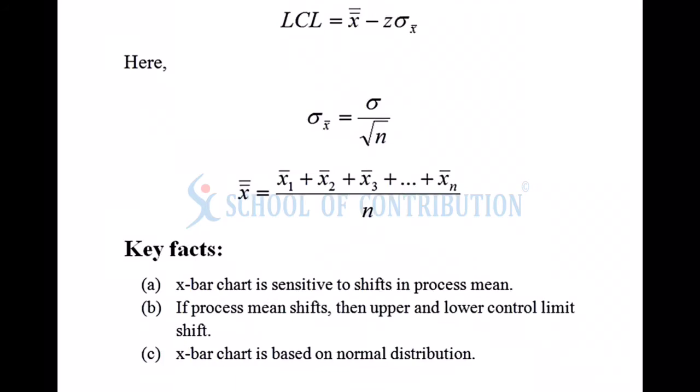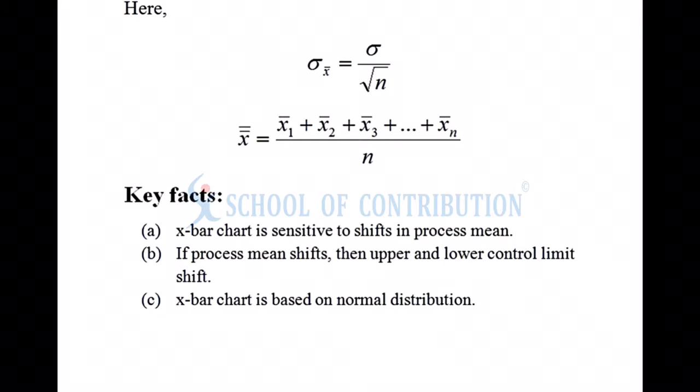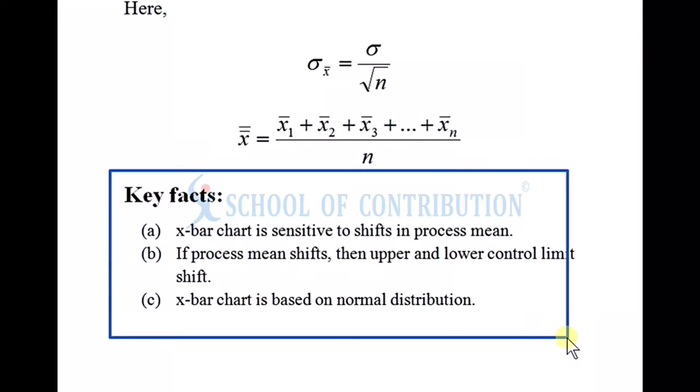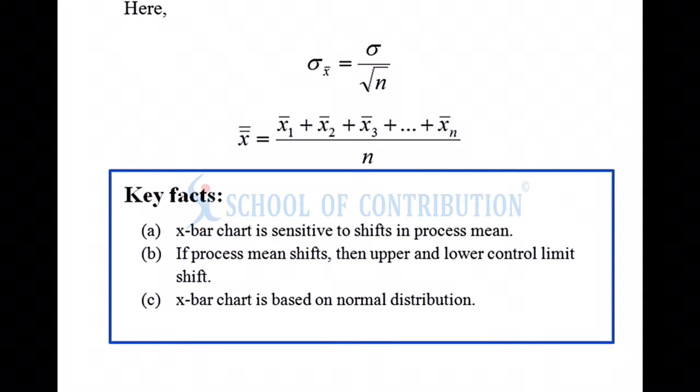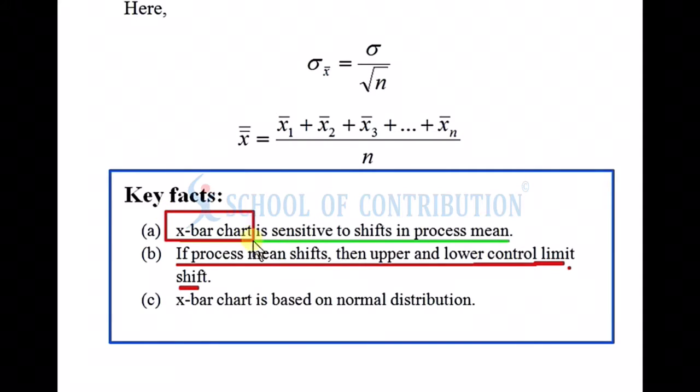Before we calculate these control limits, first we have to know some basic concepts about the mean chart. So these are the basic key characteristics of the mean chart. The mean chart or X bar chart is sensitive to shifts in the process mean, because, as we read here, if the process mean shifts, the upper and lower control limits also change. That is why the mean chart is very sensitive to shifts in the process mean.